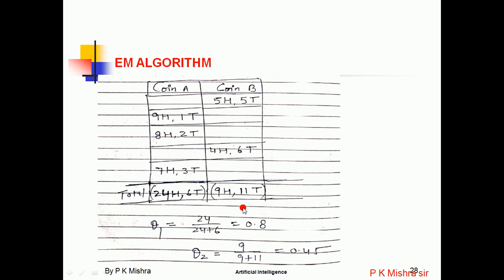And what about coin B? After adding these two, we get 9 heads and 11 tails. So what is theta 1? We are using theta 1 for coin A and theta 2 for coin B. So theta 1 equals the total number of heads divided by the total number of flips, that is 24 plus 6 is 30, so 24 by 30 is 0.8. What about theta 2? Total number of heads is 9 upon the total number of flips, 9 plus 11 equals 20, that is 0.45. This is theta 2.